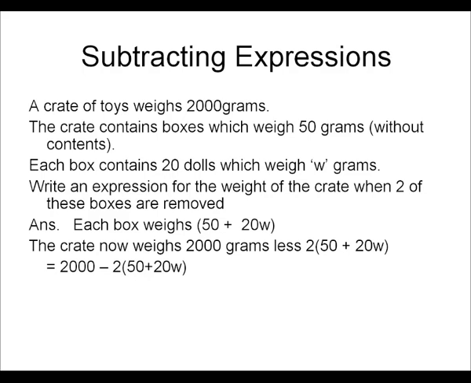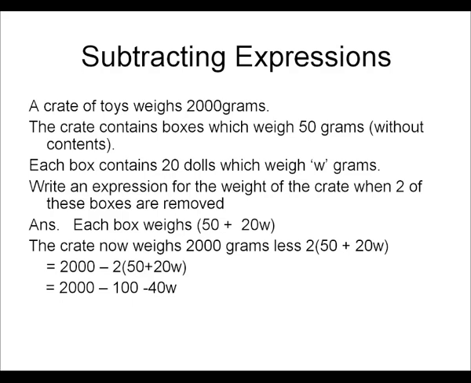So we have 2,000 minus 2 boxes, or 2,000 grams less the weight of 2 boxes. That's how that's written there. So keep in mind that that's what you're doing. But now we have an expression and we can just expand that expression and work it out. We're taking away 2 sets of 50, so that's taking away 100, and we're taking away 2 sets of 20W, so that's taking away 40W. So we have 2,000 minus 100 minus 40W.